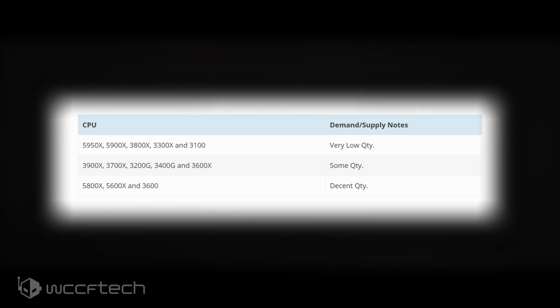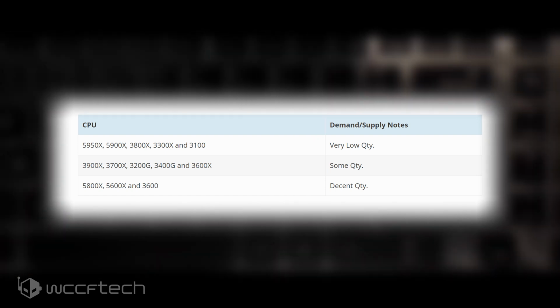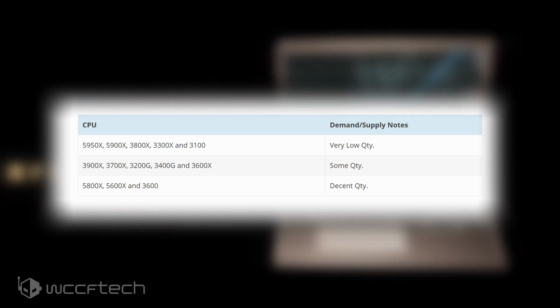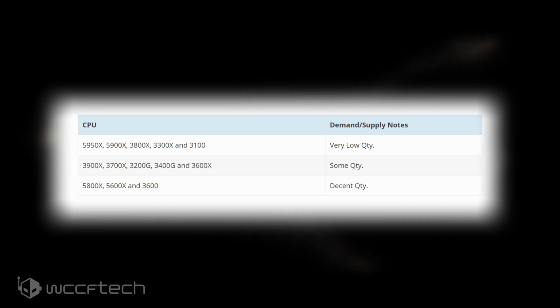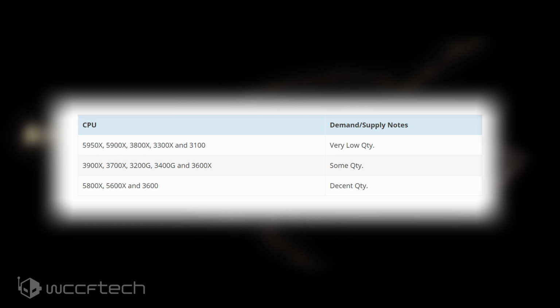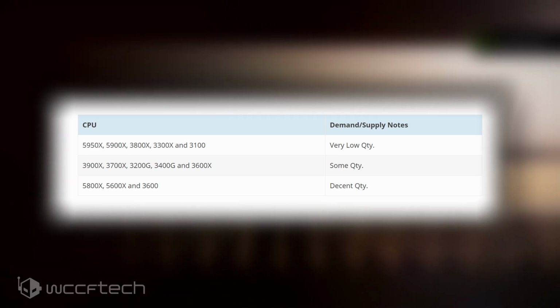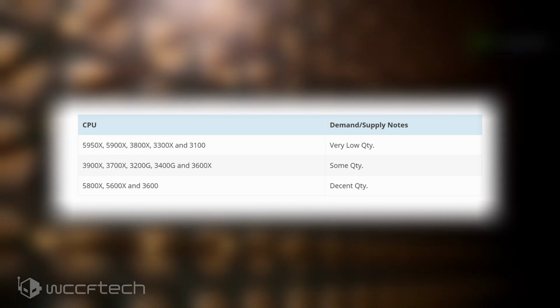Now, according to our sources, this low supply, high demand situation is going to stay the same for the rest of the quarter. AMD's older Ryzen 3800X and the Ryzen 3300 and the 3100 will also have very low availability this quarter, although this is expected considering it's a highly dated family.